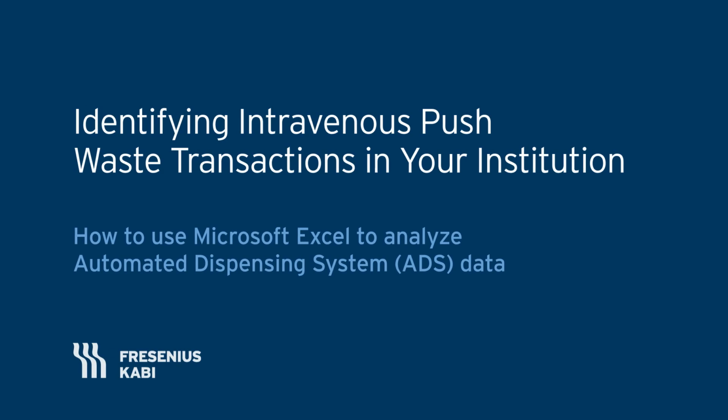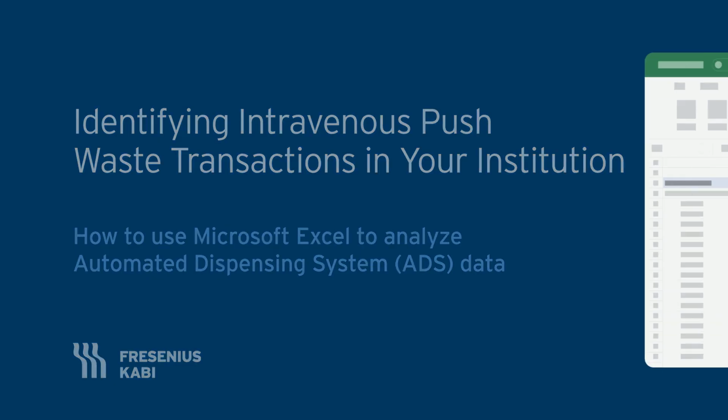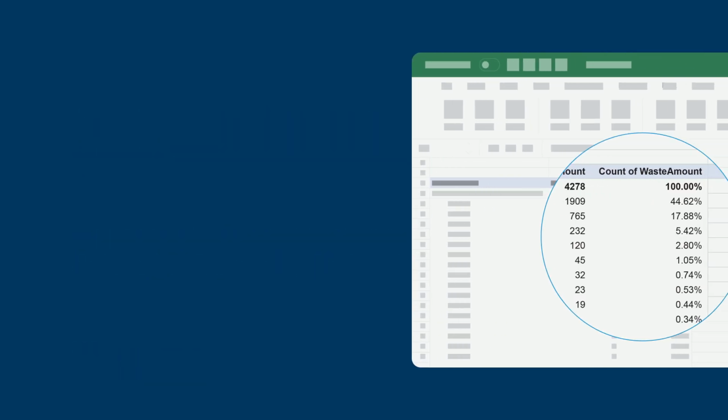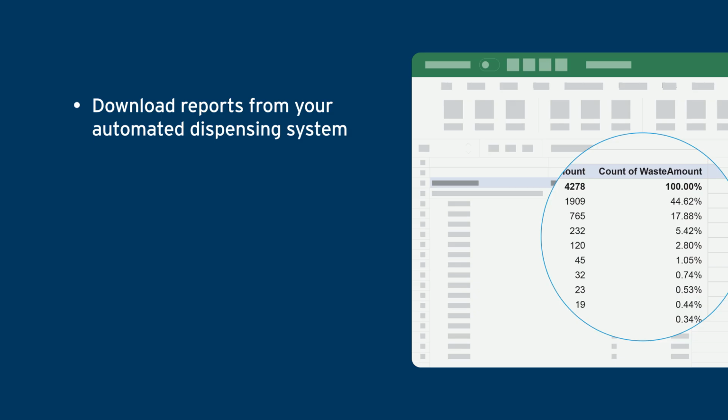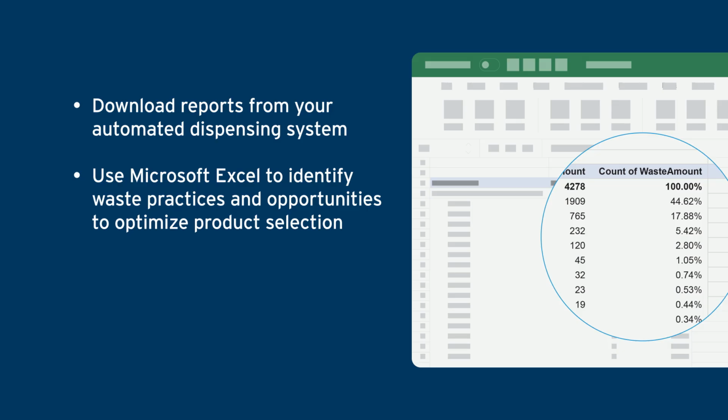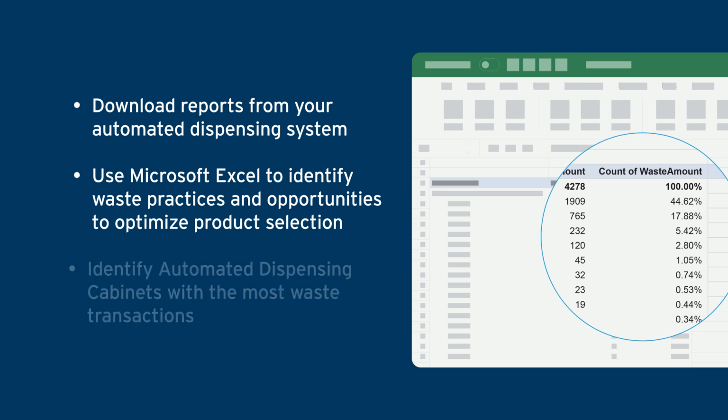This tutorial demonstrates how to use Microsoft Excel to identify waste activities that occur in your institution. Insights gained from this data can be used to optimize product selection, which may help reduce waste. In this tutorial, you will learn how to download reports from your automated dispensing system to identify waste transactions. Use Microsoft Excel to identify waste practices and opportunities to optimize product selection, potentially reducing waste.